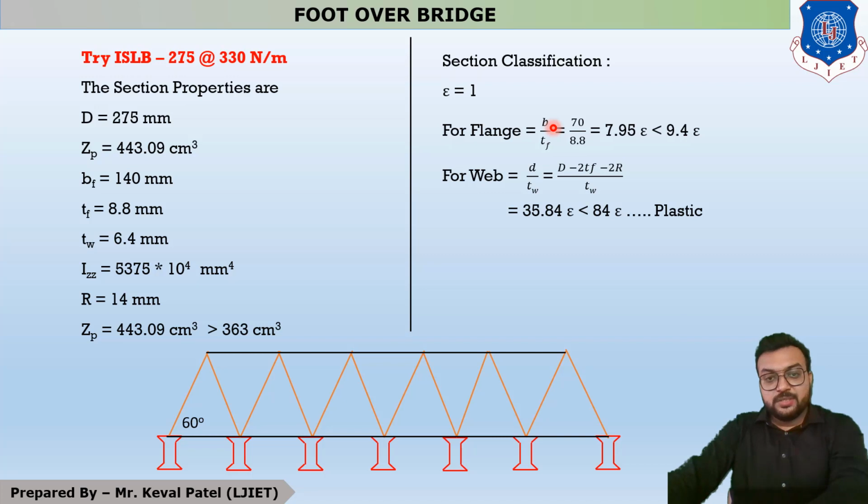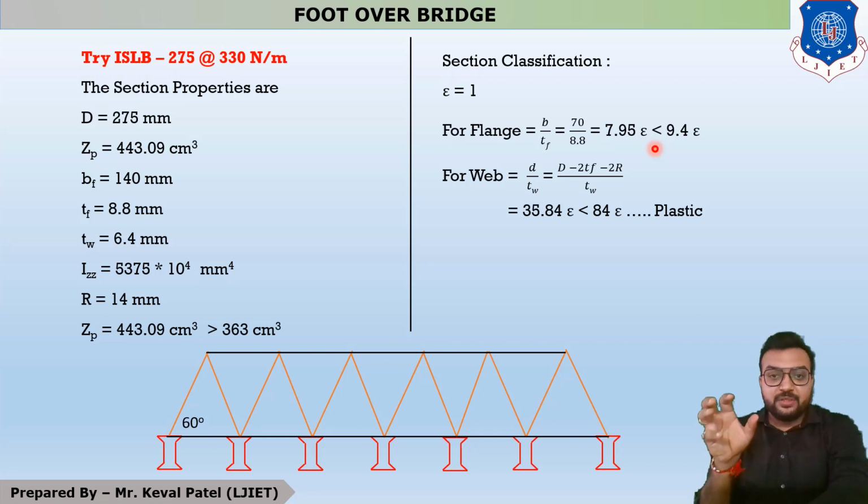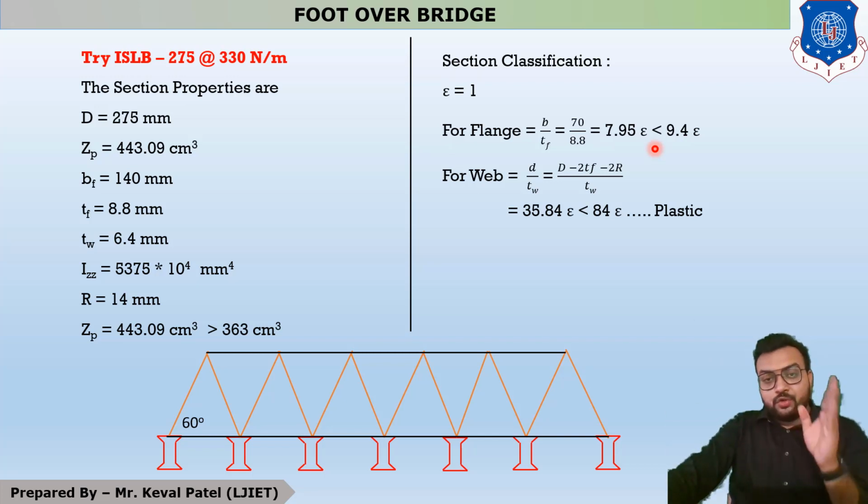So students, after calculating all the data, our value is 7.95 epsilon, which is less than 9.4 epsilon. If the value is less than 9.4 epsilon, then your section is in the plastic state. If your value is between 9.4 and 10.5, then it is compact. From 10.5 to 15.7, it is semi-compact.